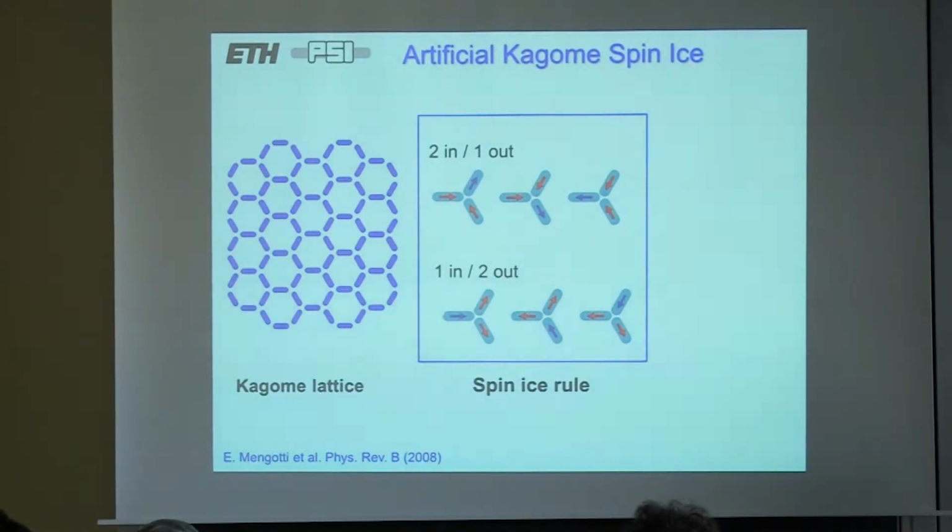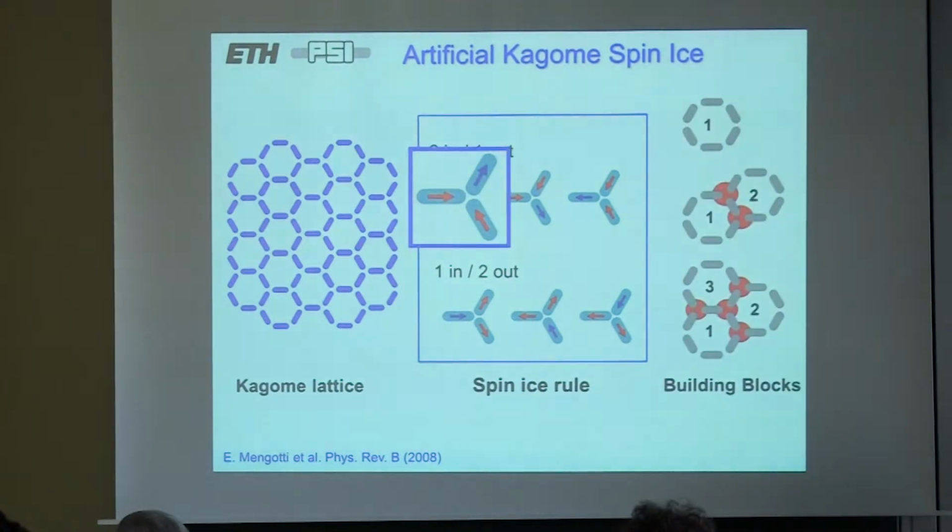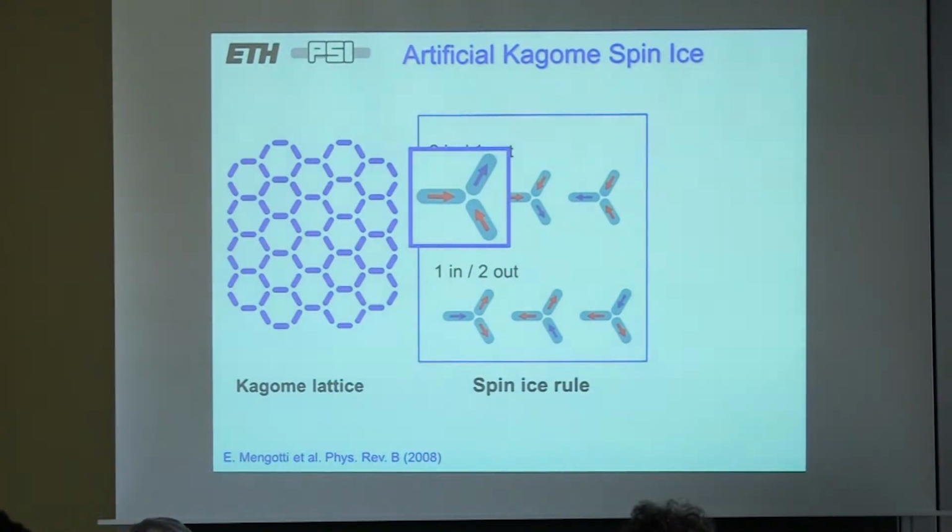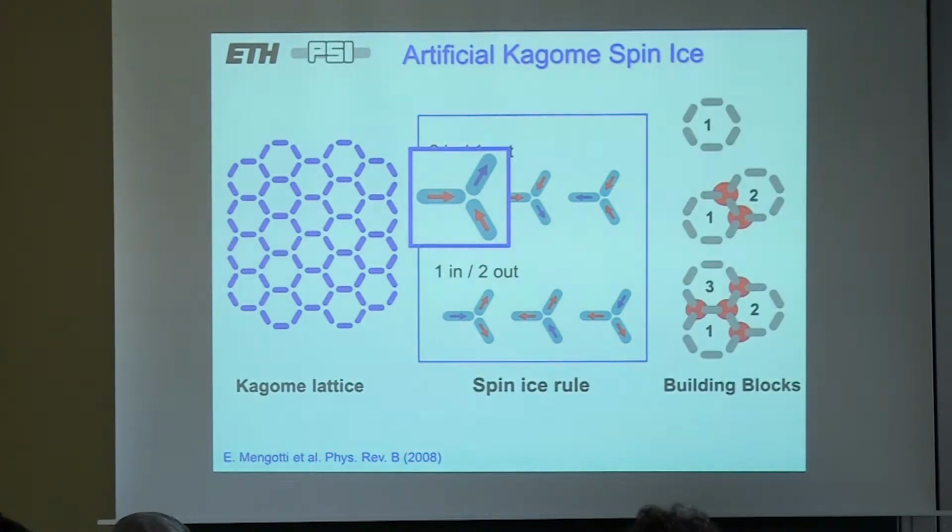This is the ice rule for the artificial Kagome spin ice, with two moments pointing in and one moment pointing out. If I zoom in here, you can see that the system is indeed frustrated, because while I have two satisfied interactions with the red and blue arrows, the two red arrows are pointing head to head, so the interaction is not satisfied. I can break this complicated array into individual building blocks, building up from a single ring to a double ring to a triple ring, with increasing numbers of these frustrated vertices.